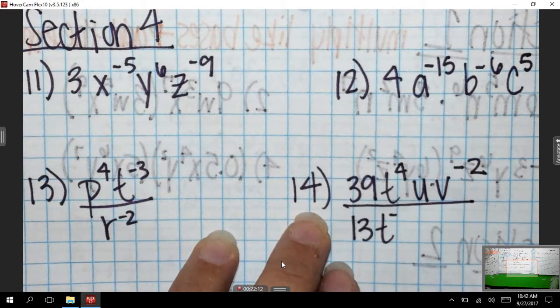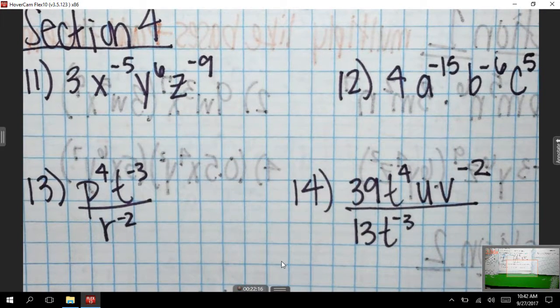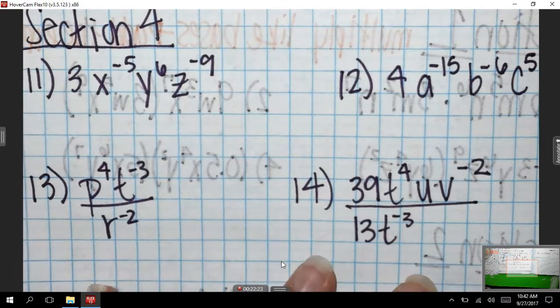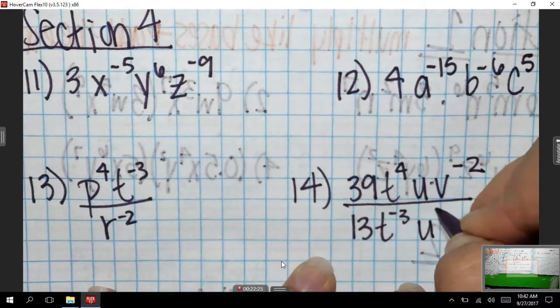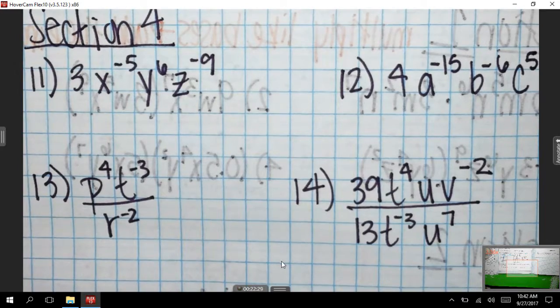UV. Yes, so what's the exponent of U? Look at you guys go. It's like you've learned something. Are we done with 11 and 12? Yes.